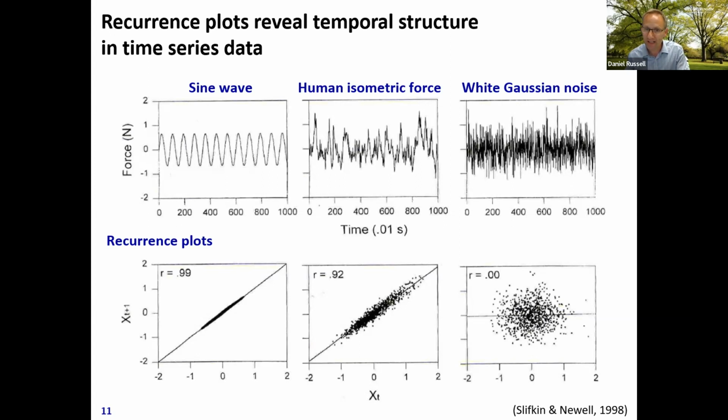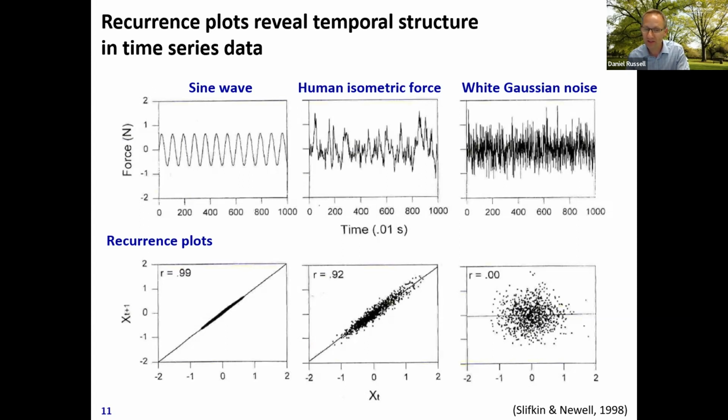If you take the right-hand side, the white Gaussian noise, you see that it's a very dispersed cloud of data. So we don't know from any data point where we're going to be next. There's really little predictability in that system. But in the human isometric force, we saw that random variability in that middle top trace. And actually, there's a lot of structure in there.